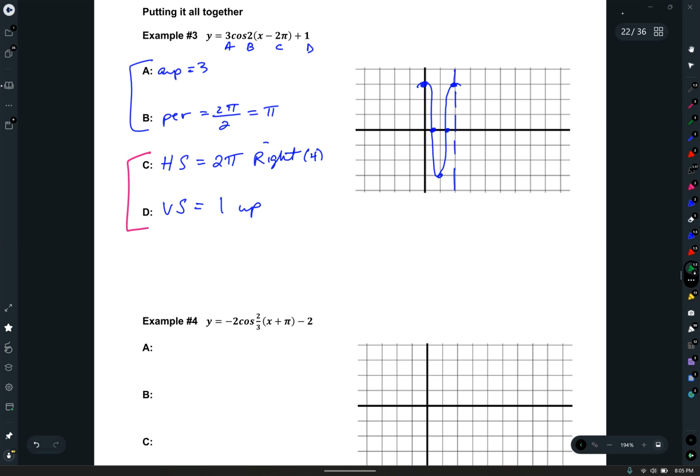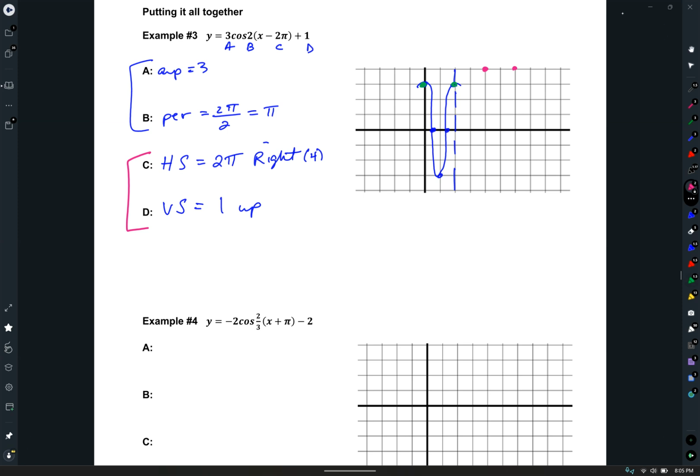Okay, so let me just show you. I'm going to take this point to start. Okay, if I move that 4 lines to the right, 1, 2, 3, 4, and 1 up, it's going to go right there. Okay, so I went 2 pi to the right and up 1. All right, now I'm going to take that ending point. I'm going to take this one. All right, I'm going to move it 4 lines to the right, 1, 2, 3, 4, and at the same time, I'm going to move it 1 unit up.